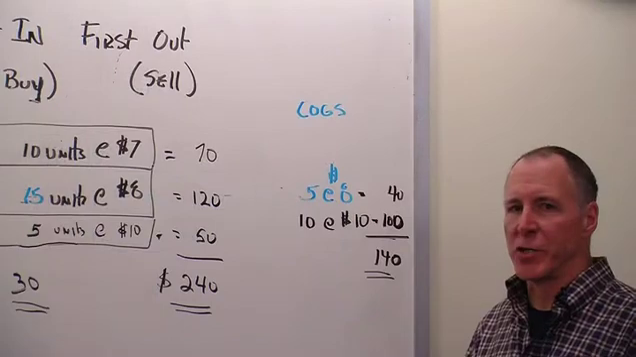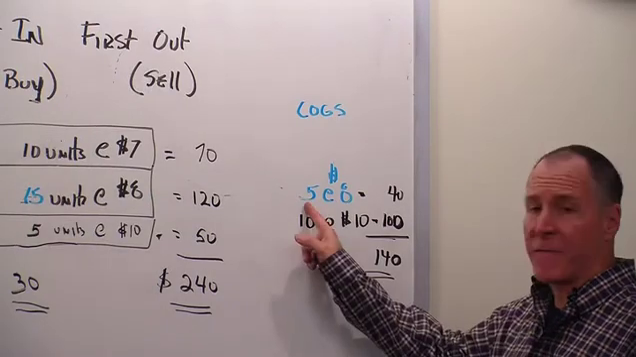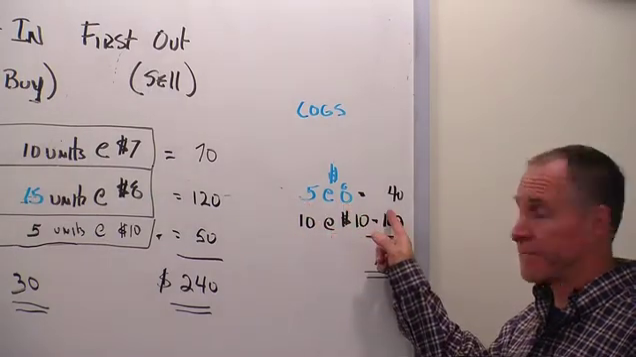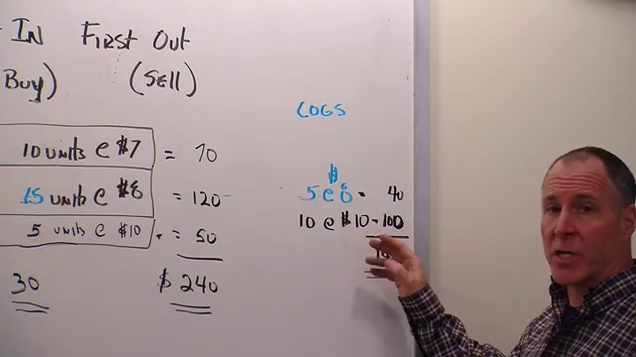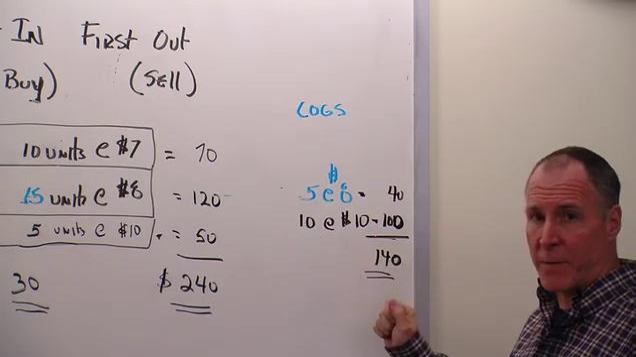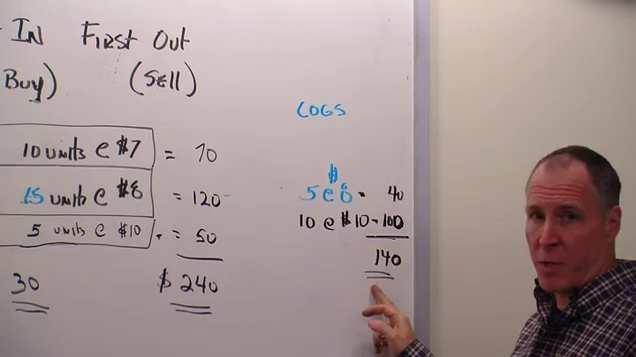So the cost of goods sold then, we're going to have 5 units at 8, that's 40. We're going to have 10 units at 10, that's 100. So the cost of goods sold for the period of time that we're looking at is 140.